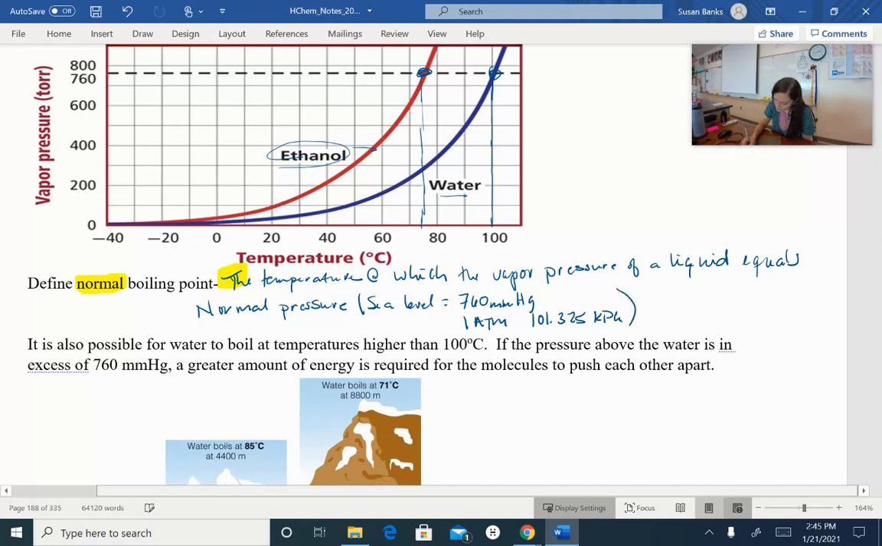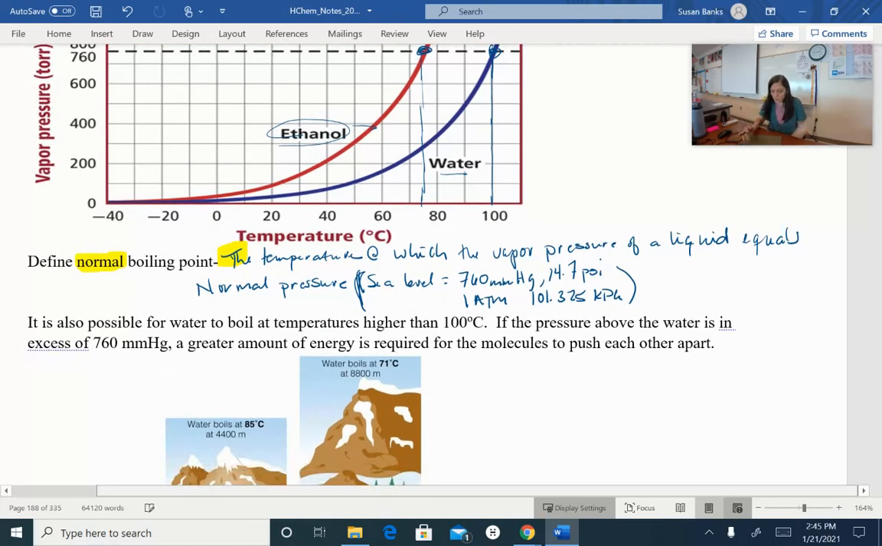What else do we have? We have a bunch of different ways that we can measure pressure, okay? 14.7 psi, pounds per square inch, all kinds of pressure. Okay, so the vapor pressure has to equal normal pressure or standard pressure, which is sea level pressure, 760 millimeters of mercury, or 1 atmosphere, or 101.325 kilopascals. Okay? So it has to be normal pressure to be the normal boiling point temperature.